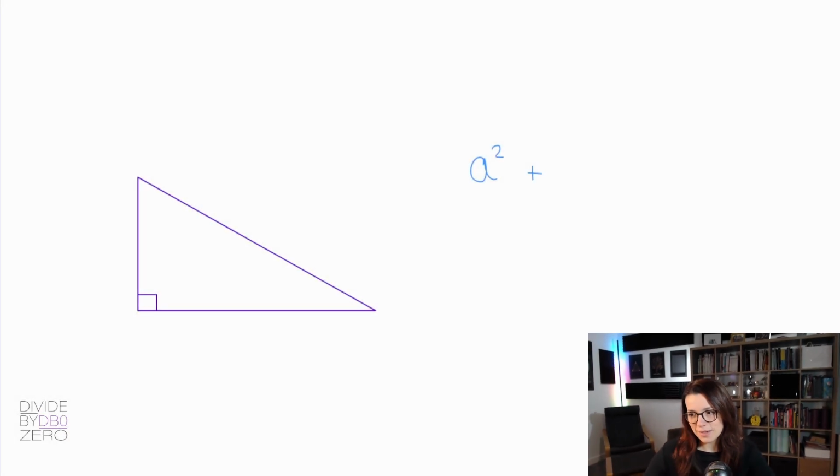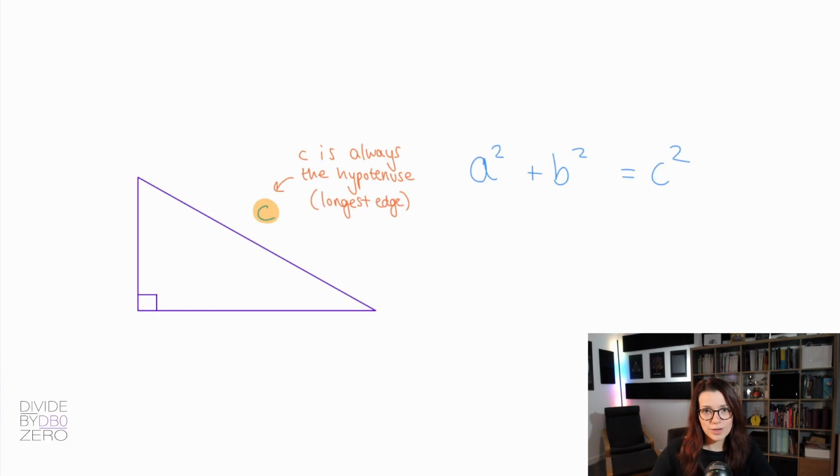Let's talk about Pythagoras' theorem. So we use Pythagoras for right-angled triangles. And Pythagoras' theorem says this: a squared plus b squared equals c squared, where a, b, and c are the sides of the triangle. Specifically, c is always the hypotenuse, which is the longest edge in the right-angled triangle. And then a and b can be whichever way round you like.